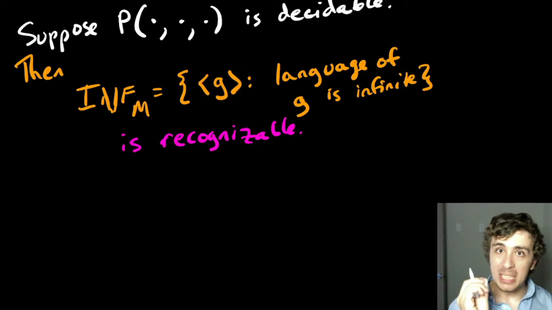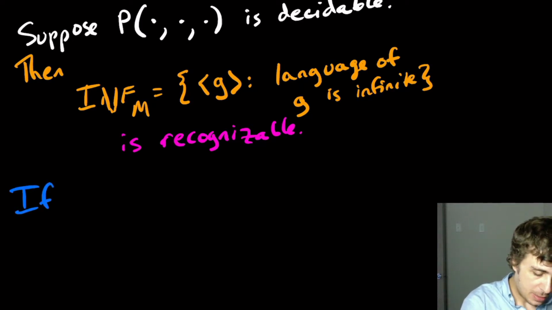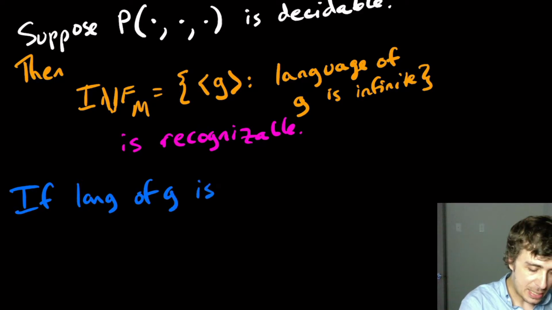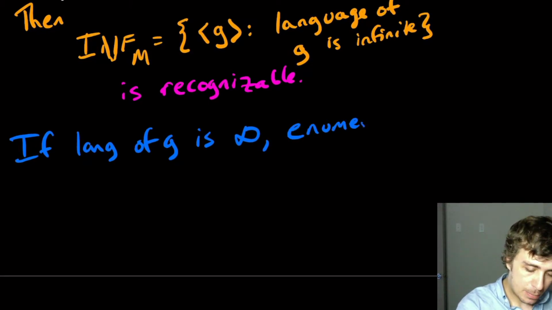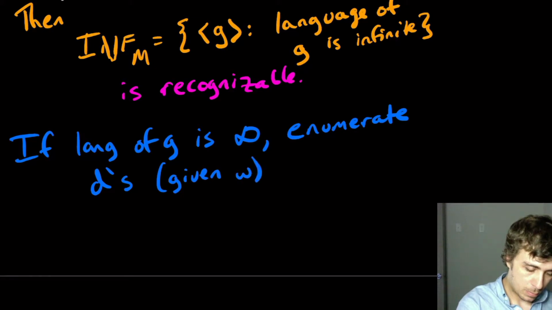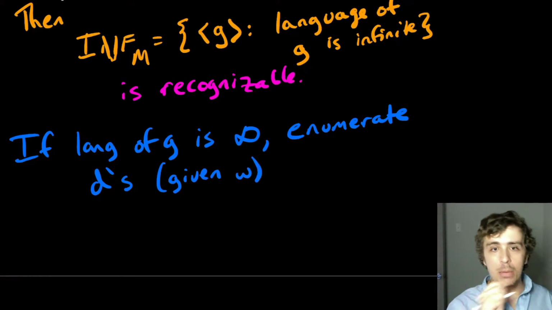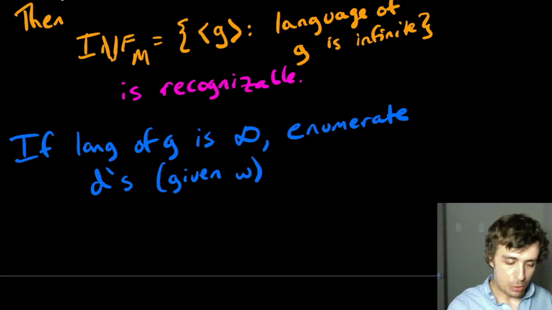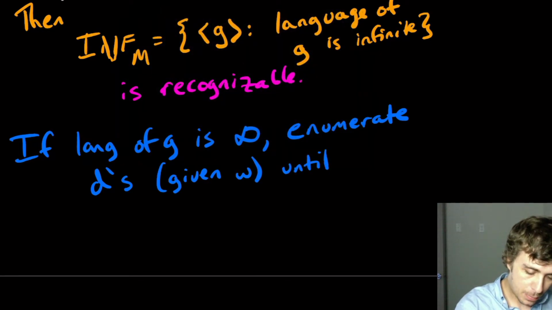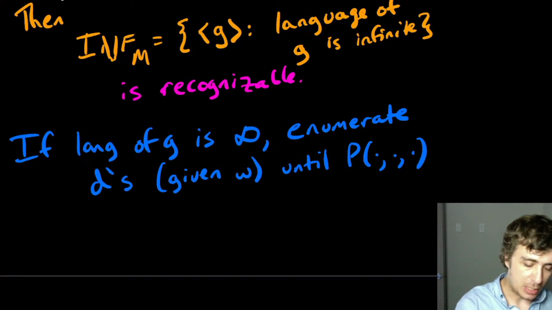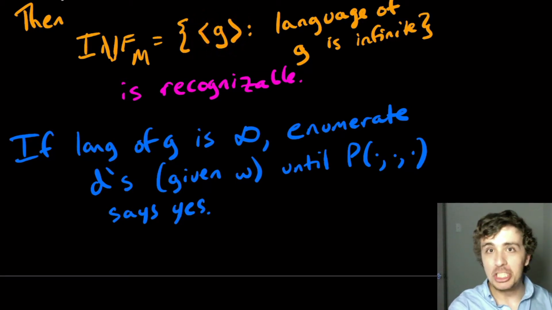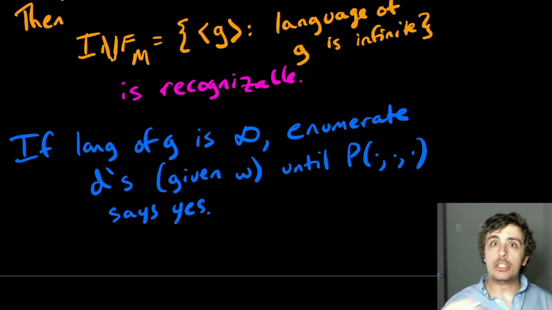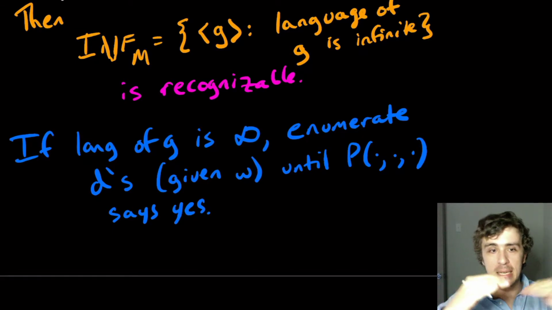If the language of G is infinite in size, I'll abbreviate it like that, then what we can do is enumerate D's when we're given W. We enumerate them until the predicate, whatever the three parameters are, says yes. The problem is that the G parameter, the thing that we're given, has no W associated with it. So what we can do is march in lockstep with the W's.